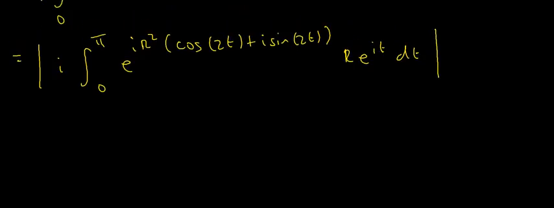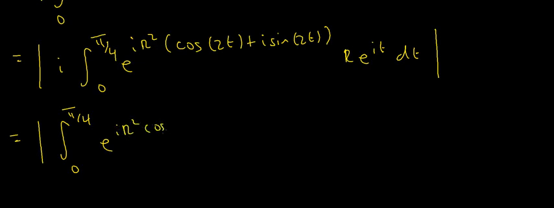Okay, and now first of all I can get rid of this i, because i has modulus 1, and when I take the modulus inside, that's just going to be 1, so I can ignore this. I'm going to have the absolute value of the integral from 0 to pi over 4 of e to the i r squared cosine 2t times e to the power i r squared i sine 2t.